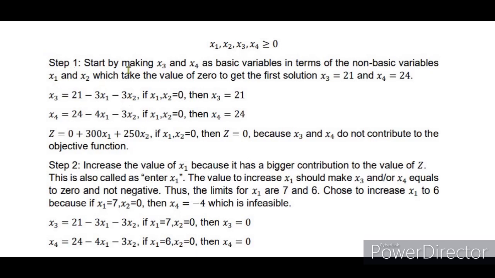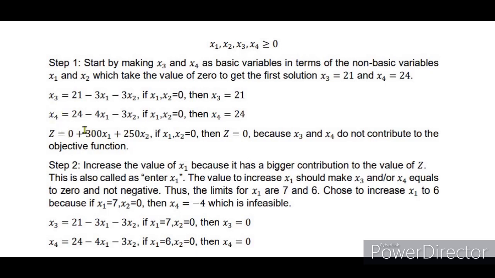So for the algebraic form of the simplex algorithm, we start with step 1. Start by making x sub 3 and x sub 4 the basic variables. What are basic variables again? Those are the variables that we are going to solve in terms of the non-basic variables, while non-basic variables are those variables that we let be equal to 0. So x sub 1 and x sub 2 take the value of 0 to get the first solution: x sub 3 is equal to 21 and x sub 4 is equal to 24.